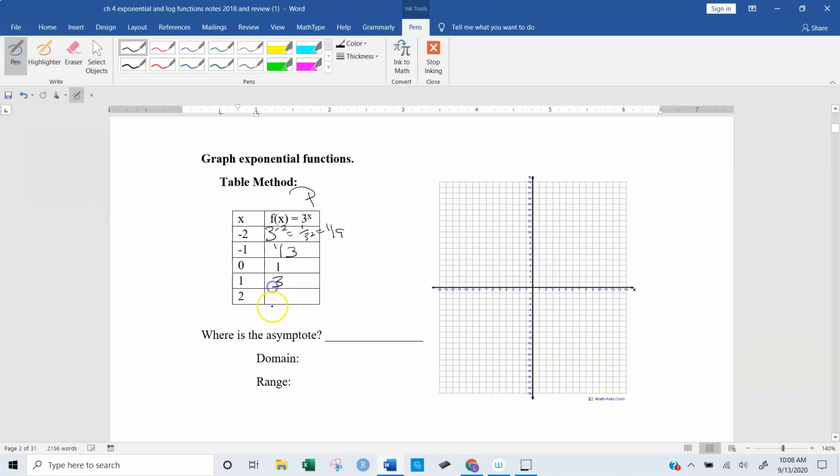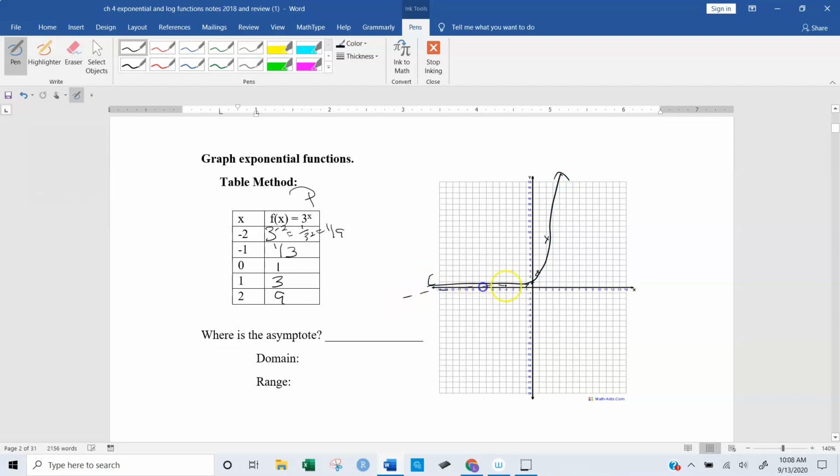Anything to the first power is itself. And then 3 squared is 9. Okay, let's graph these. Negative 2 is 1/9. Negative 1 is 1/3. 0 is 1. 1 is 3. And 2 is 9. Okay, no matter how small we get, it will never ever equal 0, right?